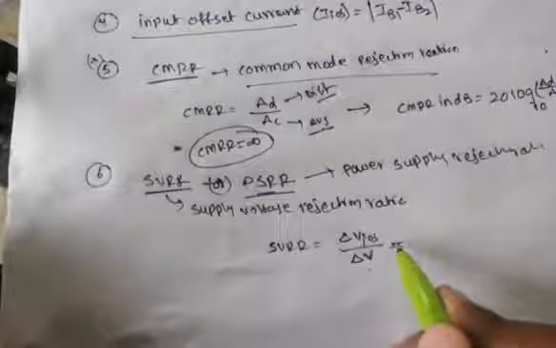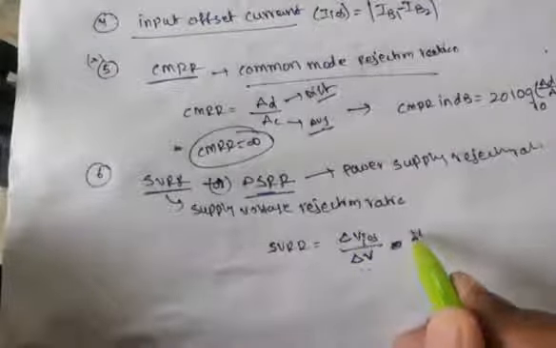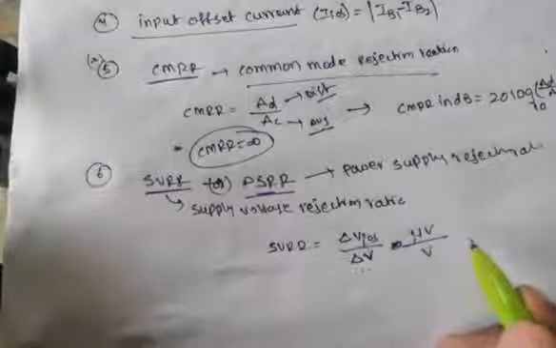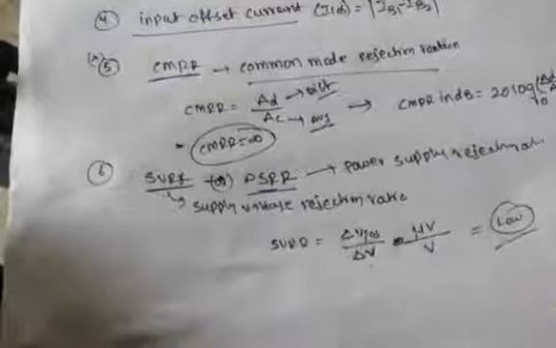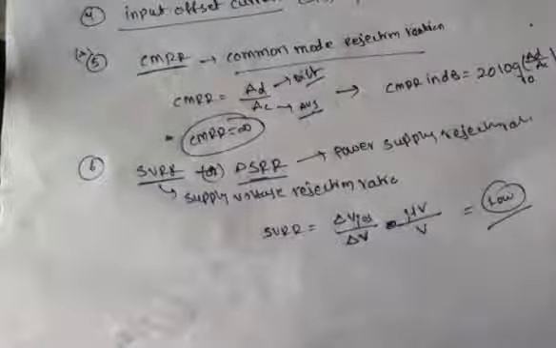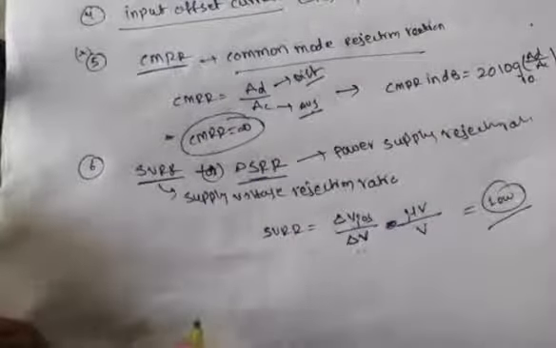It is expressed in microvolts per volt, as it is a very small voltage. In the ideal case, SVRR is very low for the best circuit. If it is low, that is the best circuit. If it is high, the circuit parameters will change.